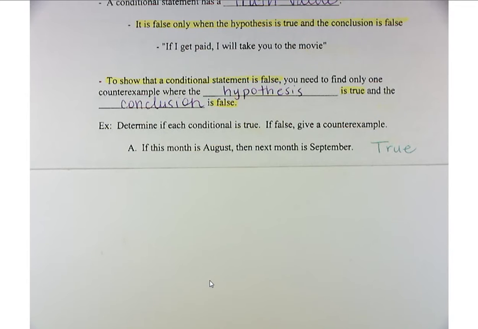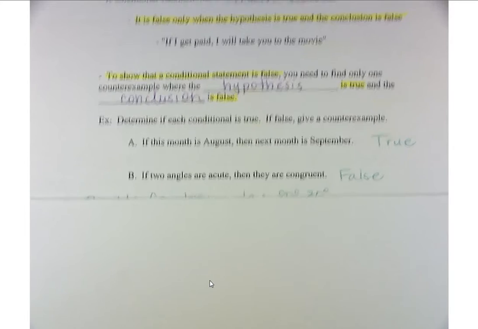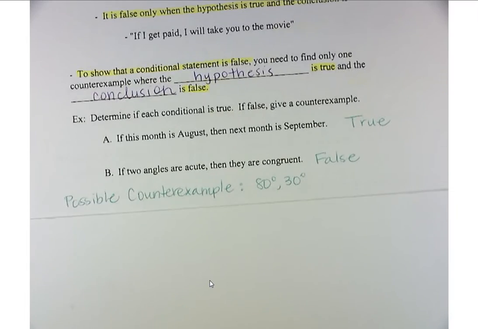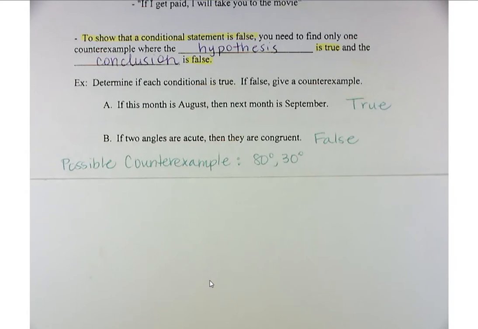Don't just write down two angles and not label them. What you're trying to find is two angles that are acute but are not congruent. A possible counterexample is 80 degrees and 30 degrees. Are both of those acute? Yeah, they're both less than 90. Are they congruent? No. Any two measures you choose are fine as long as they are acute and they cannot be the same.